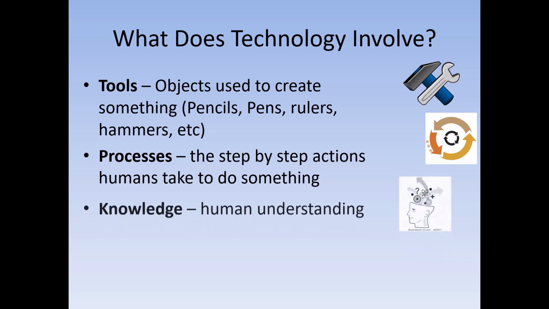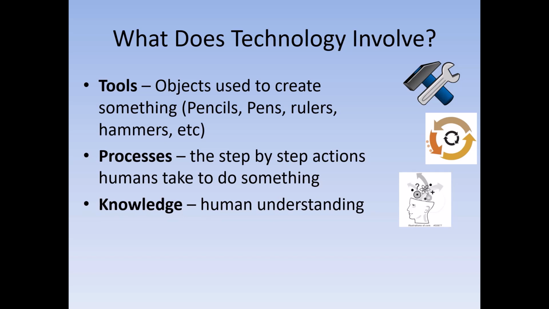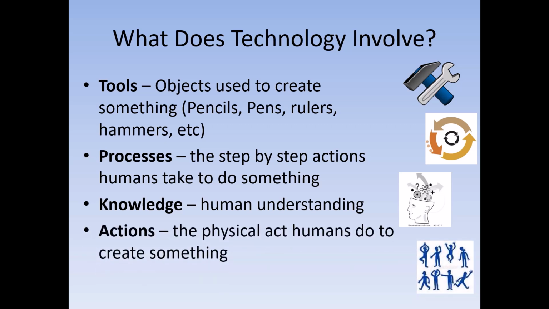Okay? Knowledge, which is human understanding, our knowledge of stuff, our knowledge of space, our knowledge of time, our knowledge of plants, animals, and that is technology. And finally, our actions. Our actions are the physical acts that humans do to create something. So anything that's technology involves these 4 things: tools, processes, knowledge, and our actions.